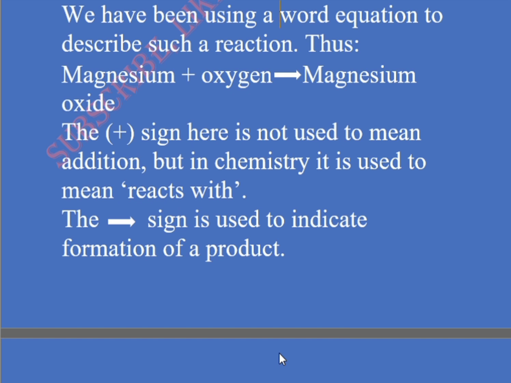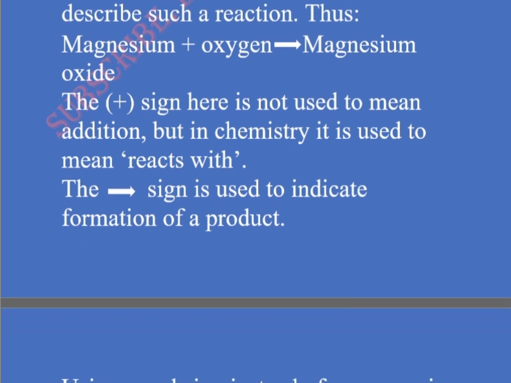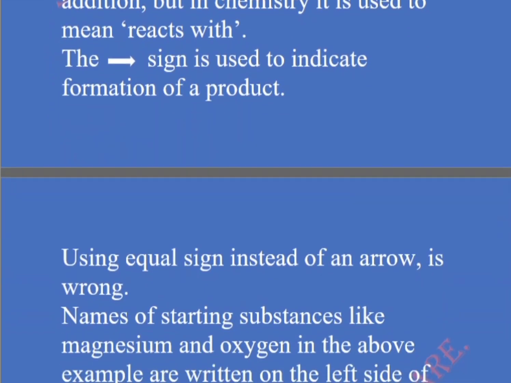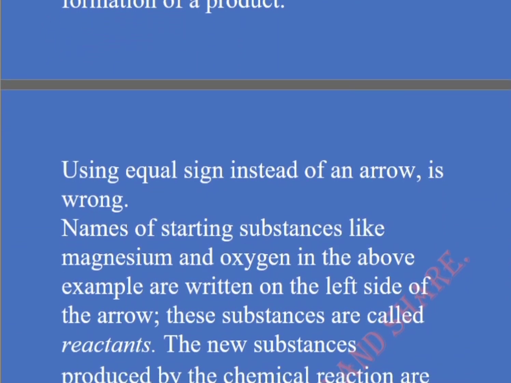So we are saying that chemical equations are short, clear, and accurate descriptions of chemical reactions, and a reaction process can be explained using an equation. For example, when oxygen reacts with magnesium ribbon, a white solid of magnesium oxide is formed. So we have been using a word equation to describe such a reaction. This is the word equation: magnesium reacting with oxygen to form magnesium oxide.